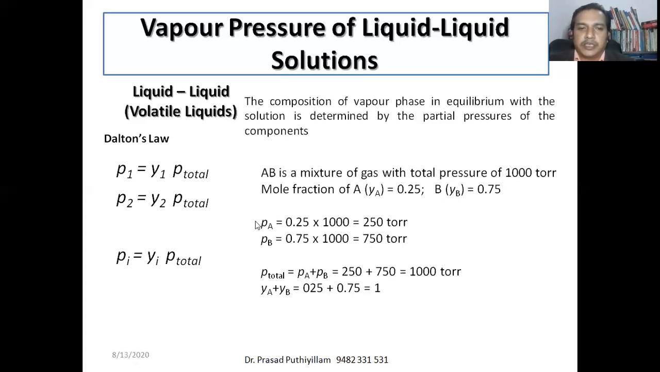That means this calculation is correct, or we can say that P1 is equal to Y1 multiplied by P total, or P2 is equal to Y2 multiplied by P total, or Pi is equal to Yi multiplied by P total. Since Pa and Pb, when we add them, give the total pressure of 1000, from that we conclude that Dalton's law is true. This is the simple way to explain it rather than going for a derivation, so I took this example.